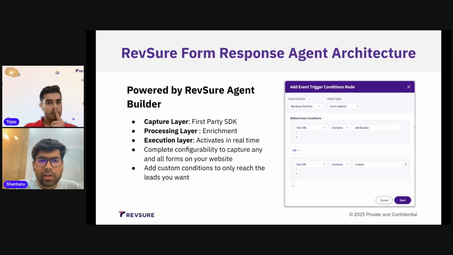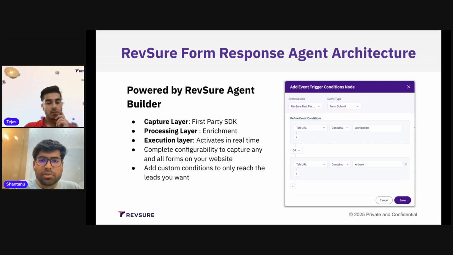Once the data is captured, the next step is the processing layer, which is responsible for enriching this data using all the context that RevSure has already collected for this user. This could be things like what kind of web pages you have engaged with previously, what kind of content you have downloaded, etc.